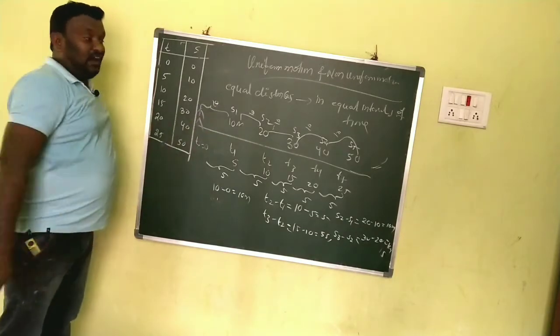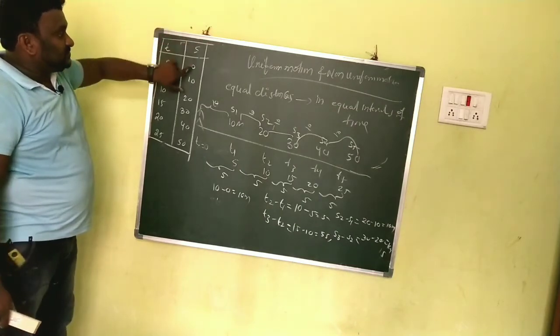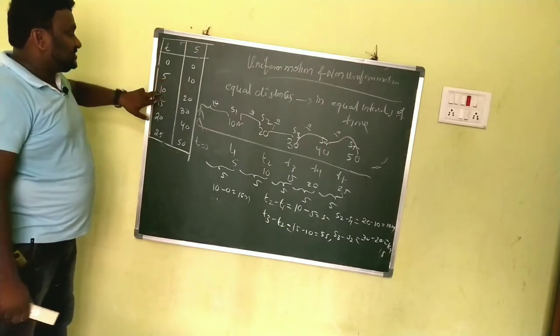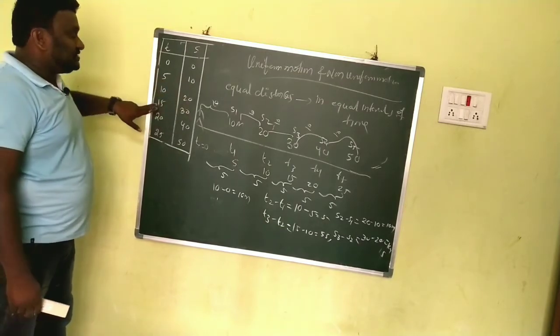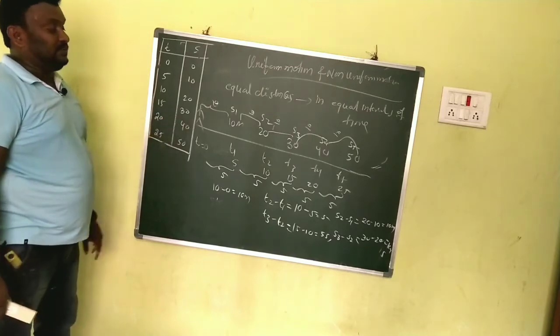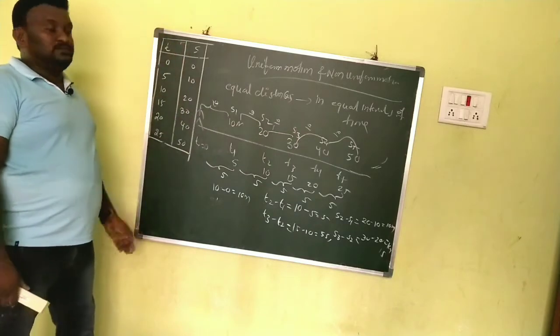For that example, the values should be like that. When time t is equal to 0, displacement is 0 meters. When time is equal to 5 seconds, 10 meters. Next, 10 seconds, 20 meters. 15 seconds, 30 meters. 20 seconds, 40 meters. 25, 50. So that should be like this in the table.